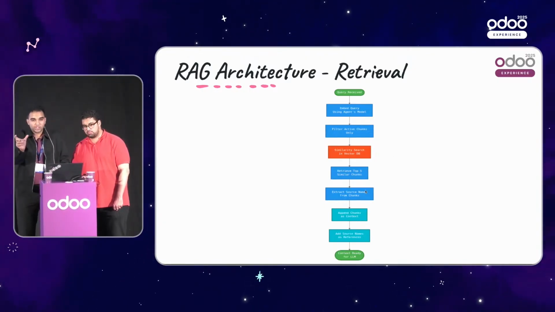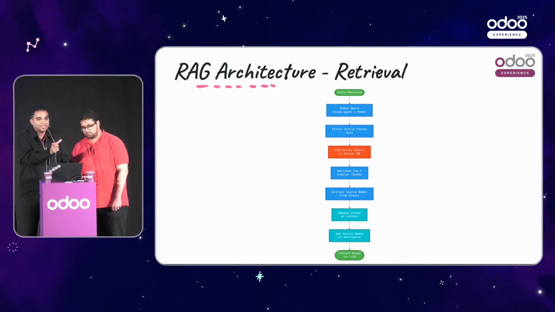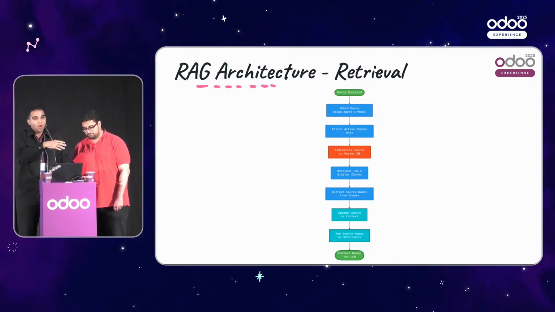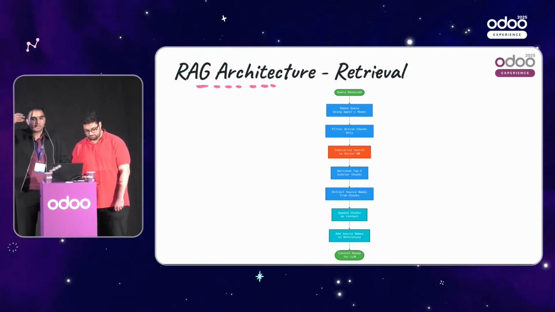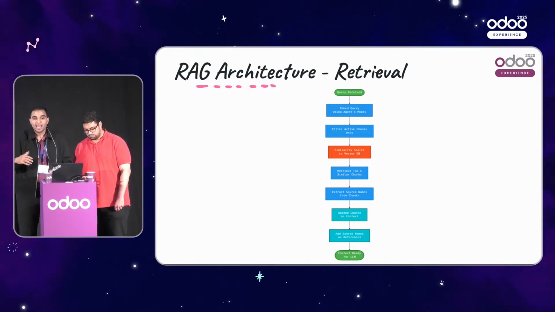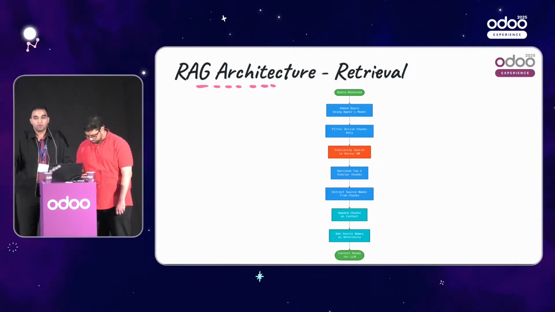For each chunk, we have where it comes from, like the attachment's name, the document's name, the article's name. We also provide that so that the AI, whenever it's time to generate the answer from this context, can provide you a clear reference of where this information is coming from.